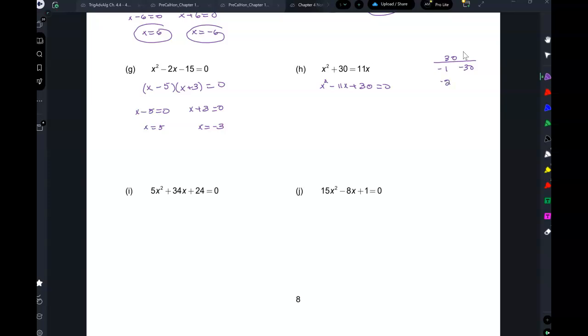And then the next one is 2 and 15. And then the next one is 3 and 10. And then 5 and 6. So of those, it's the -5 and the -6, right? So that's how you can do it. Go in order, otherwise you're just, don't go randomly, right? Don't choose just random numbers. So it'll be x minus 5, x minus 6. And then here, x equals 5, x equals 6.